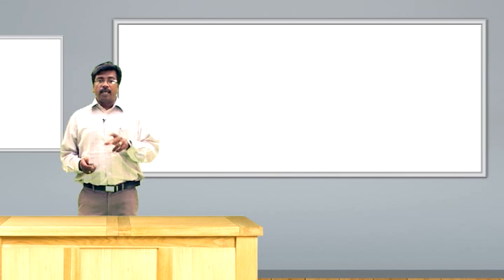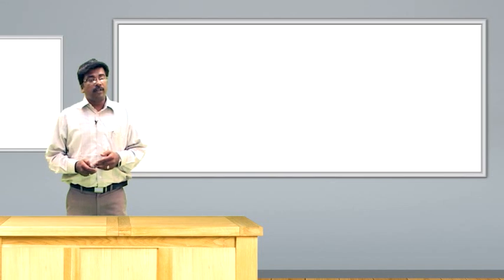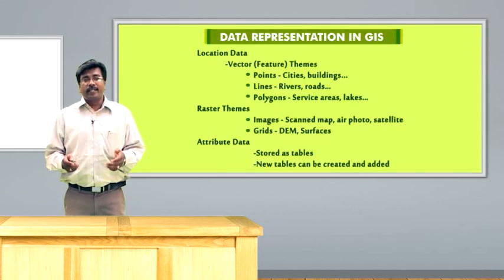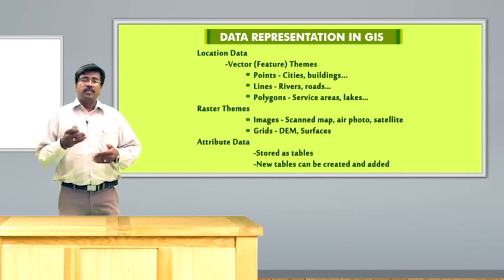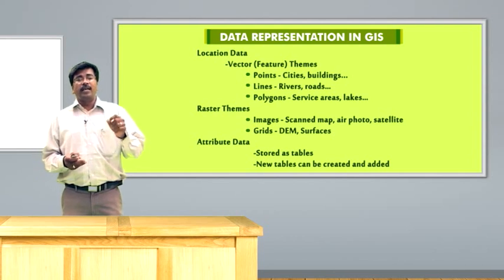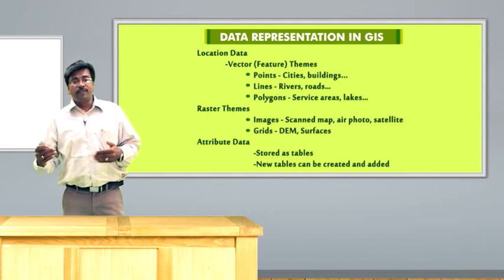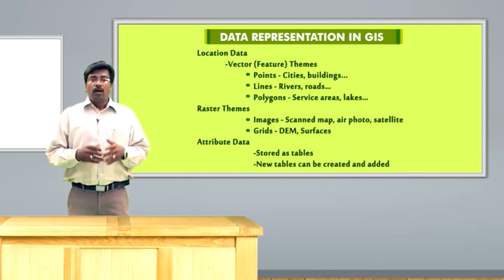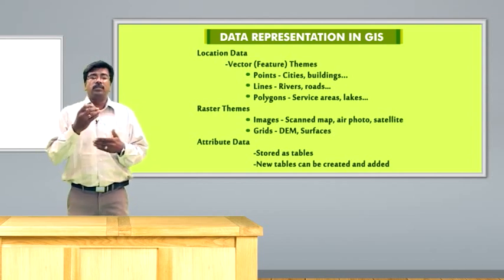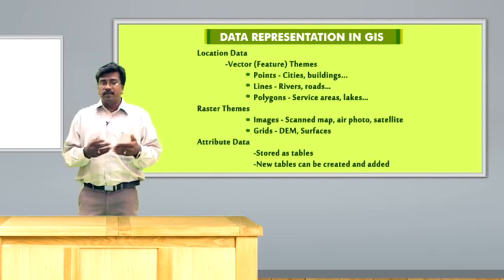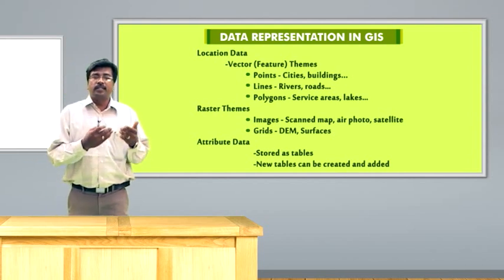These two types can be represented in two forms, one is the vector form and the second one is the raster form. Vector is nothing but points, lines and polygons. Say when we depict a city or a building, it can be given as a point. Then when we are representing rivers or linear features, it can be given as a line. And when you are specifying an area, you are giving it out as a polygon. All these features, points, lines and polygons, are called vector themes.